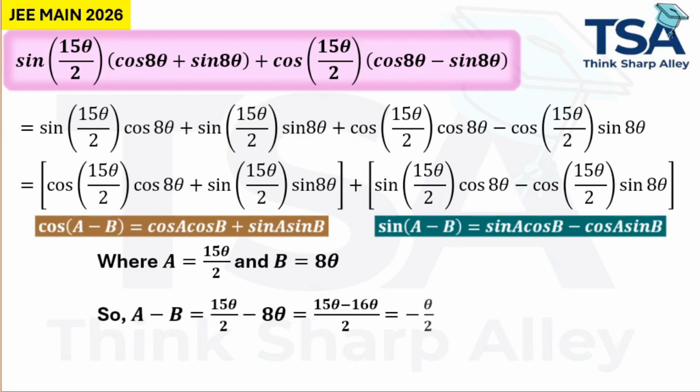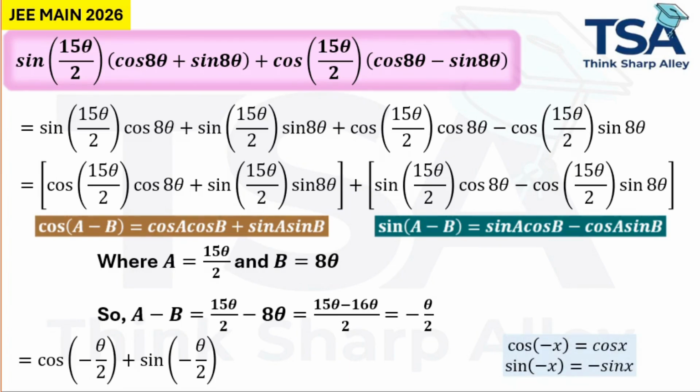Now let's compute the common angle A minus B, which is 15 theta by 2 minus 8 theta. Upon taking LCM, we get 15 theta minus 16 theta. That gives me minus theta by 2. Substituting this back, the entire monstrous expression completely collapses into cos(minus theta by 2) plus sin(minus theta by 2). Now we know cos of minus x is equal to cos x and sin of minus x is equal to minus sin x. So our final simplified expression is cos theta by 2 minus sin theta by 2.